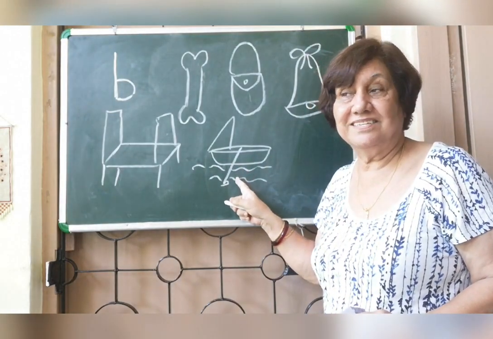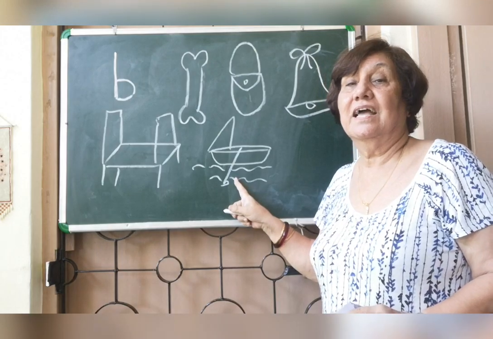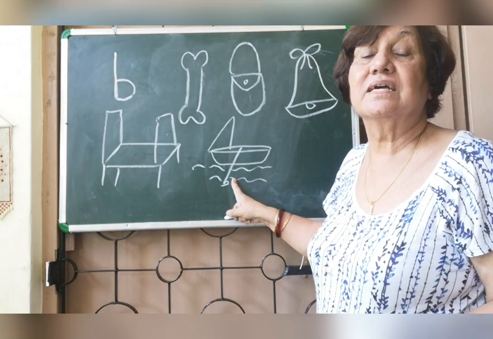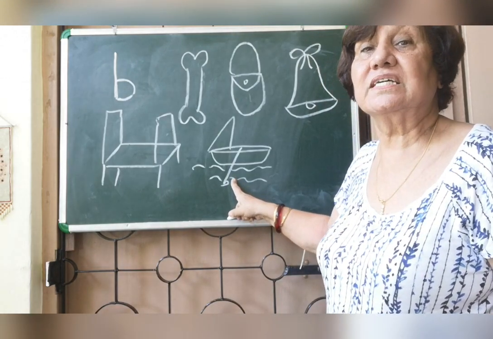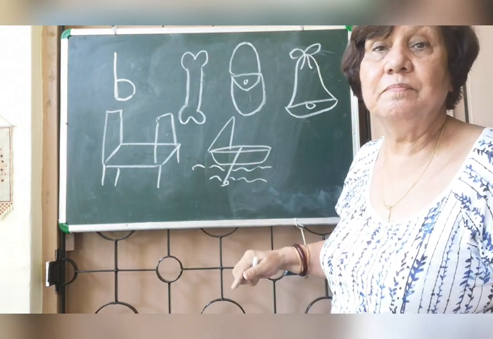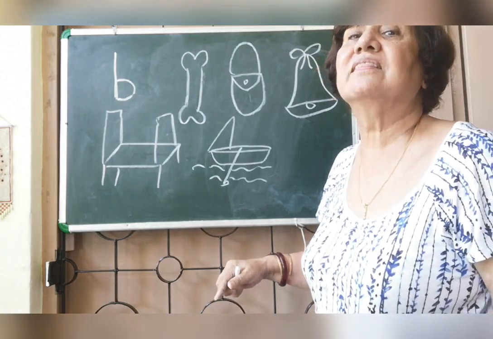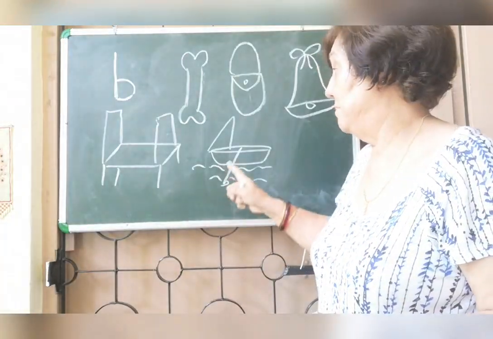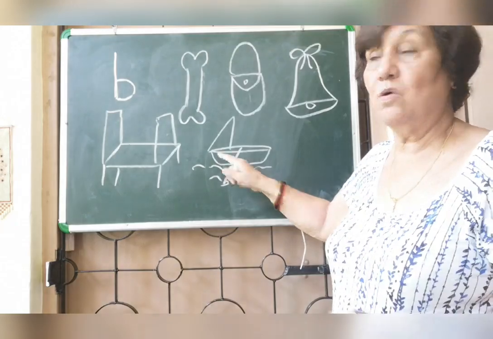And this, you have all seen it. It is a boat. B, B, boat. And where does a boat sail? A boat sails in the, come along, in the river. B, B, boat.